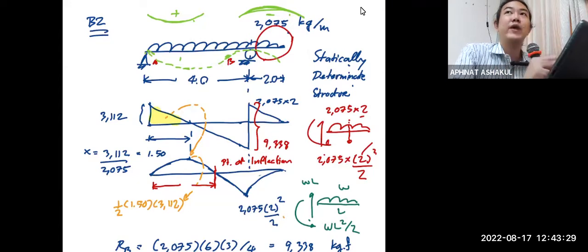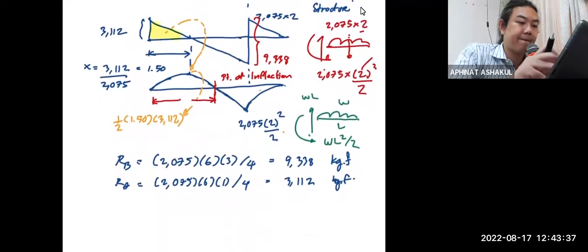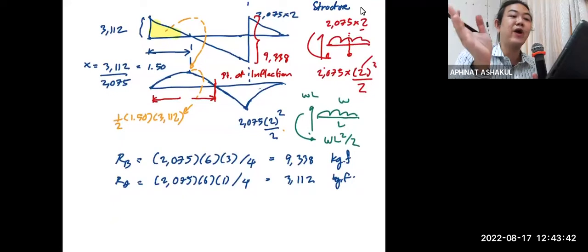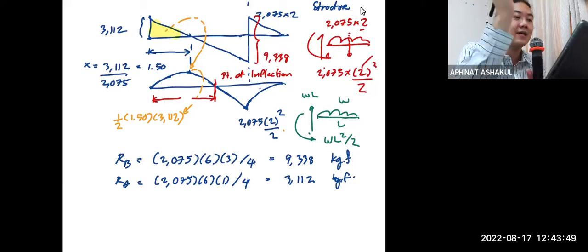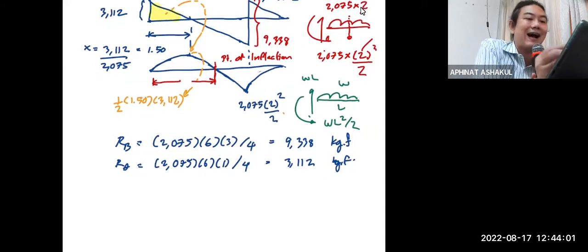So how do we locate the point of inflection? We don't know the location, but we know at that particular location moment is 0. Just like this. We don't know where, but we know at this location shear is 0. So the best way, I suppose, to locate the point of inflection is by cutting this free body diagram here.